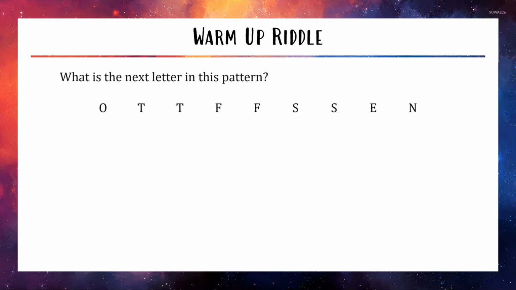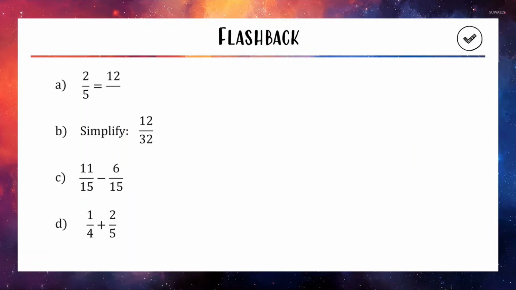Okay, to get us in a mood for some fractions, here are some flashback questions from the last couple of lessons. Hit pause and see how many of these you can remember how to solve. Okay, here we go. For the first one, we have a pair of equivalent fractions. The way we solve these is we say, well, 2 is turning into 12 by multiplying by 6. Because the tops are multiplying by 6, we're going to multiply the bottom by 6, and 5 6s are 30. So 2 out of 5 is equivalent to 12 out of 30.